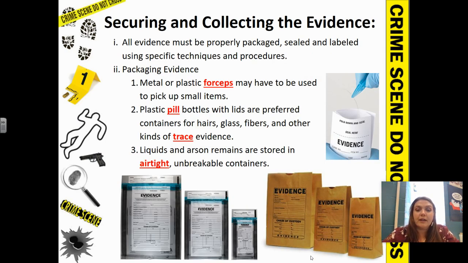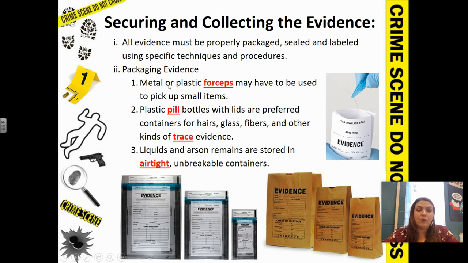All right, so securing and collecting evidence. So again, still S's, our 7 S's of crime scene investigation. So finally, we're to the collecting of evidence. We're going to be starting to take down the crime scene. We've secured the area. We've scanned it. We've seen it by taking the pictures. Everything is ready now to collect the evidence, all right? So all the evidence must be properly packaged, sealed, and labeled using specific techniques and procedures. There's a lot more specifics than you would possibly know about how we bag evidence.